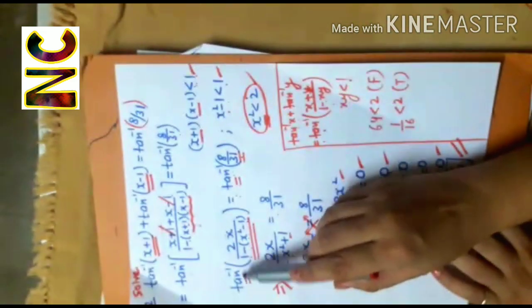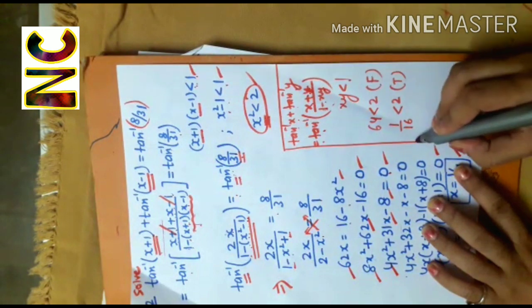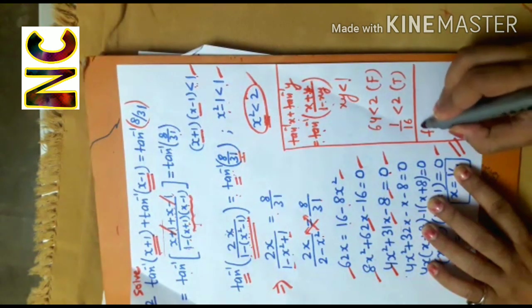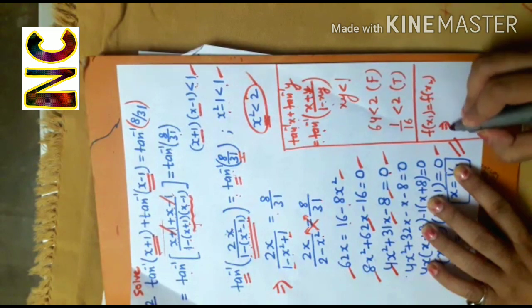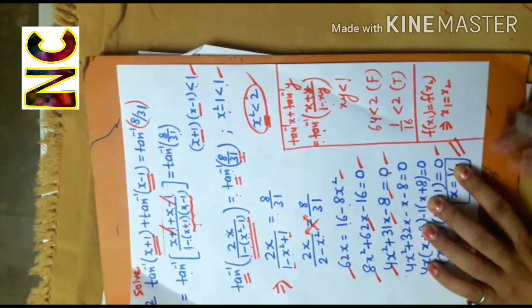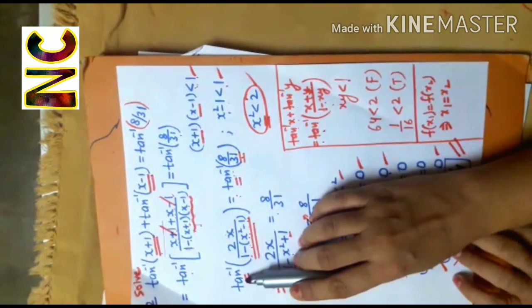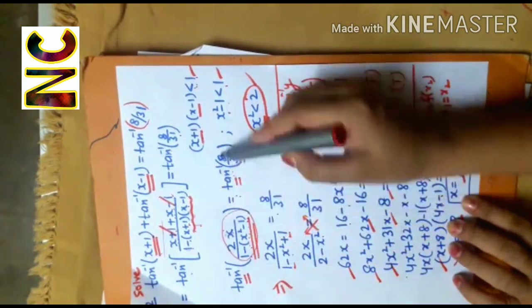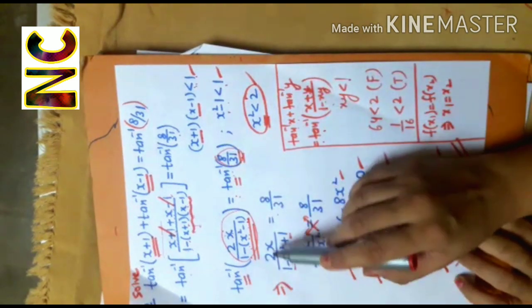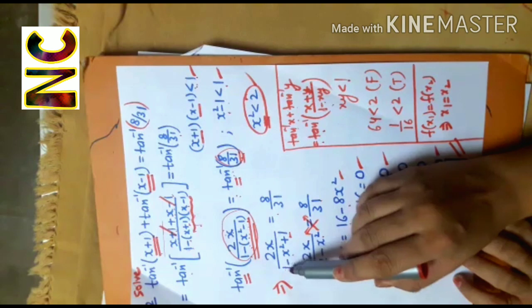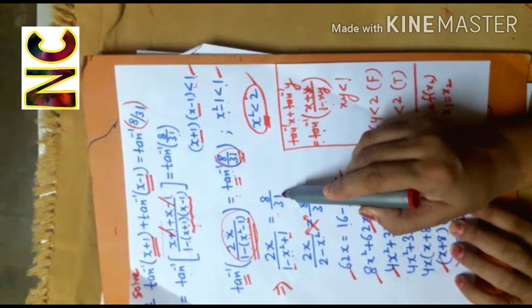Now the tan inverse function is 1 to 1, and we know that if a function is 1 to 1 then f(x1) equal to f(x2) implies x1 is equal to x2. So here the role of f is being played by tan inverse. This is your x1 and this is your x2. So this will imply that 2x over (1 minus x square plus 1) will be equal to 8 by 31.